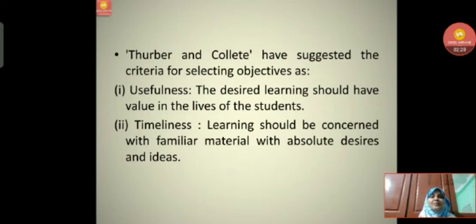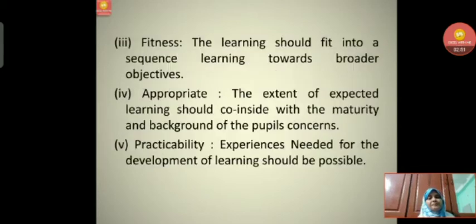Then timeliness, obviously. Learning should be concerned with familiar material, with absolute desires and ideas. That means whatever ideas the teacher desires from the students should be written in timeliness, and that material should be familiar to both.